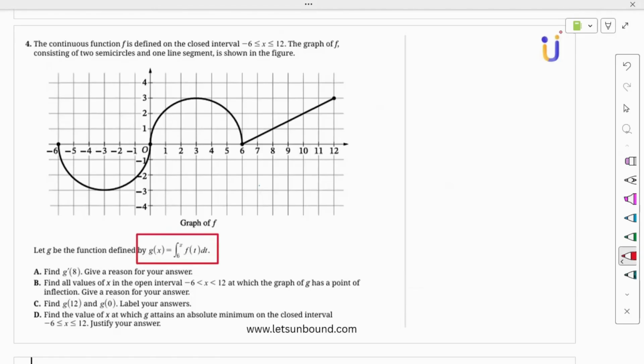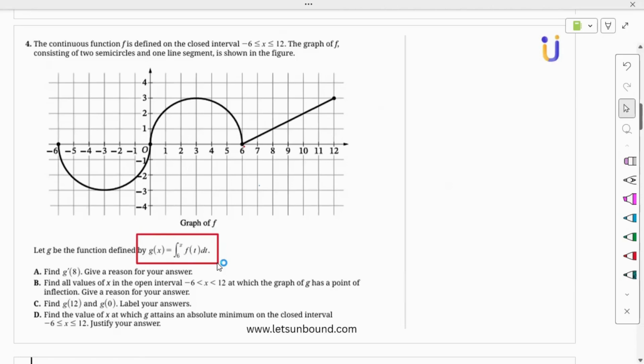It is an accumulated function. G of x is the integral from 6 to x of f of t dt. So x is based on whichever interval we are working. If you work from 6 to 12, it will be a line segment function. Correct? Right. So now we have 4 sub-questions as usual.